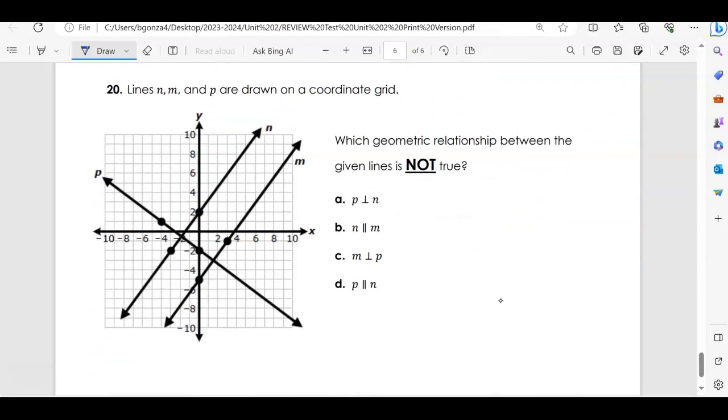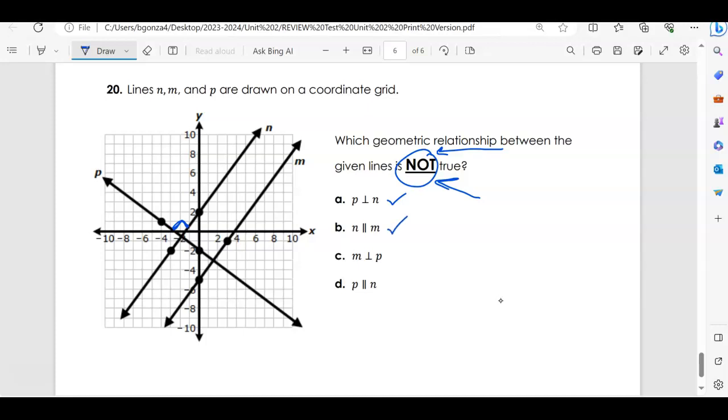All right, last one, number 20. Which of these is not true? Very important. Which one is not true? Now remember this means perpendicular, the upside down T. So is P perpendicular to N? P, N makes a right angle. That's true. Is N parallel to M? N, M, same slope? That's true.